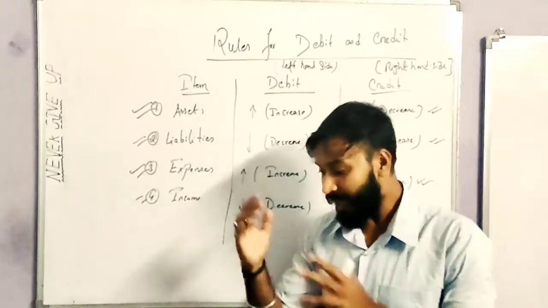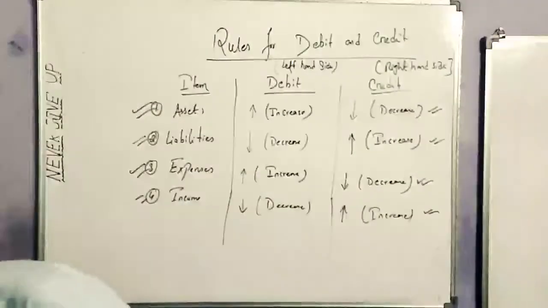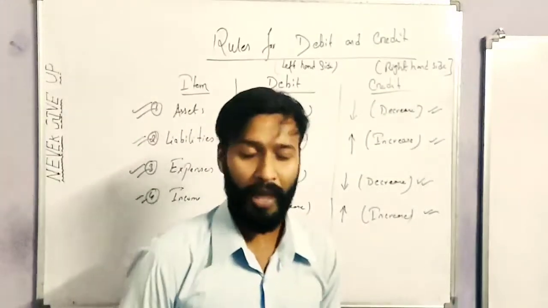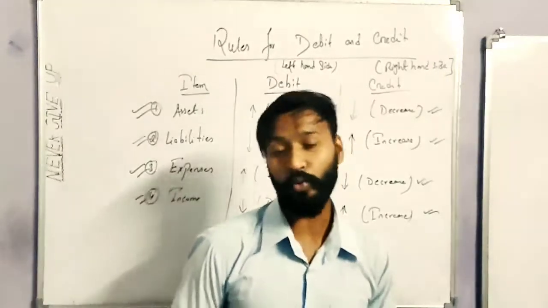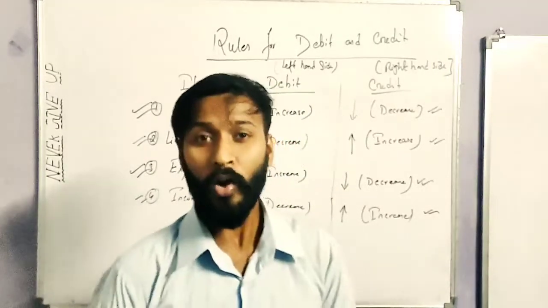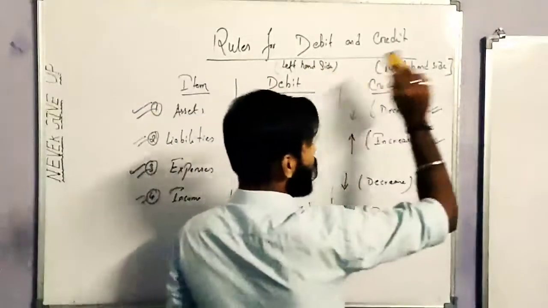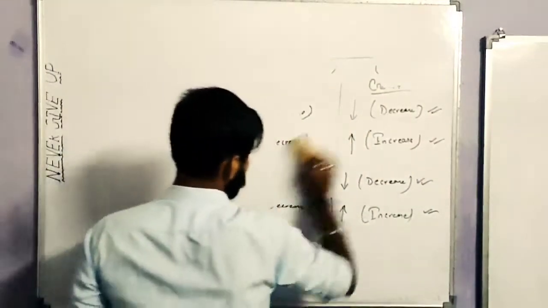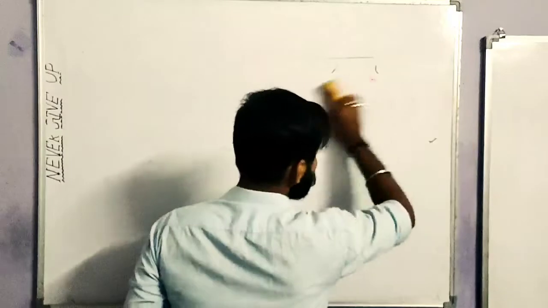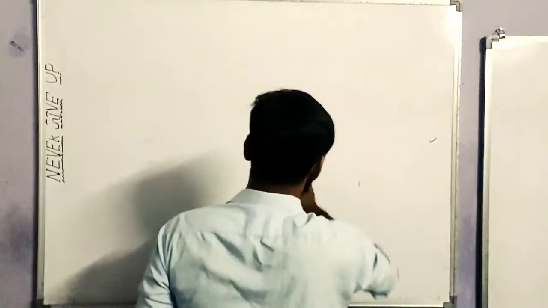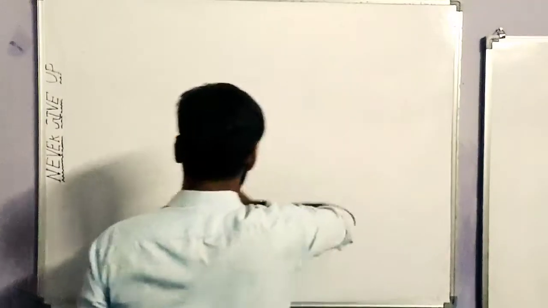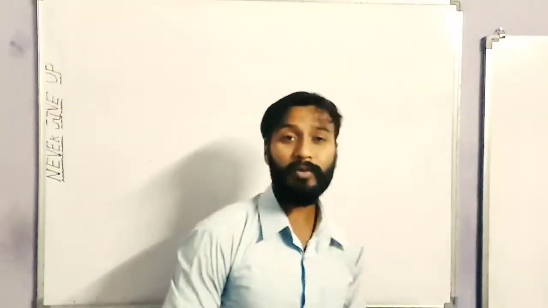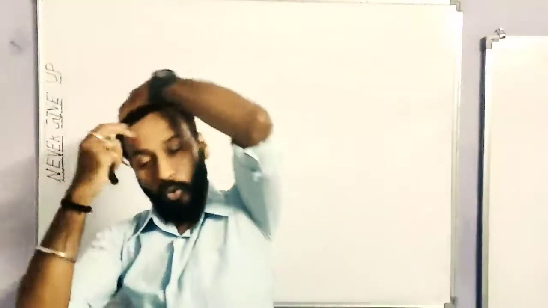Next, come to the most important thing of our accounts, that is called the golden rules. Let us know about the golden rules. Let us discuss the golden rules. Okay, so what are the golden rules?